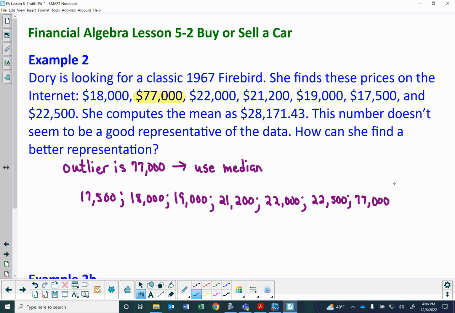So if we look at this, we have 1, 2, 3, 4, 5, 6, 7 data pieces. Okay, so go from 3 from both ends. 1, 2, 3 from this end. 1, 2, 3 from the back end. We are left with $21,200. So the median is a much better representation, and the median of 21,200 is a much better representation.